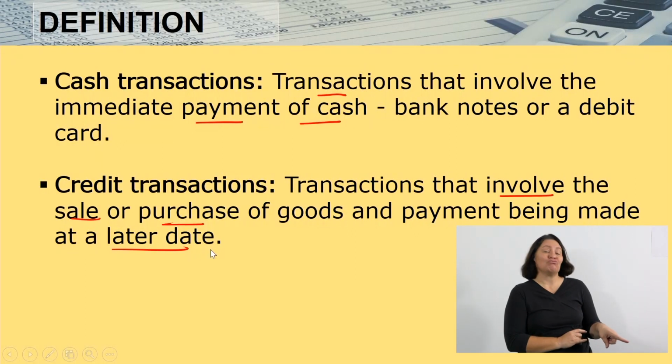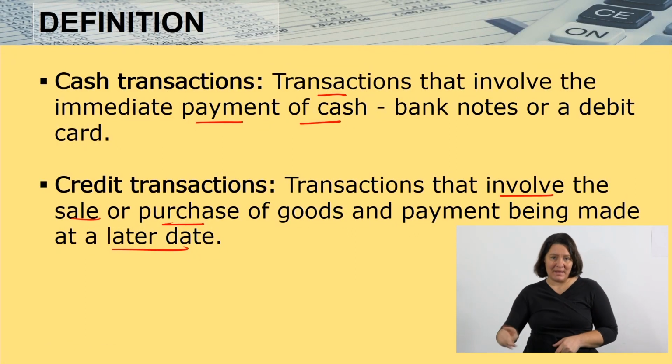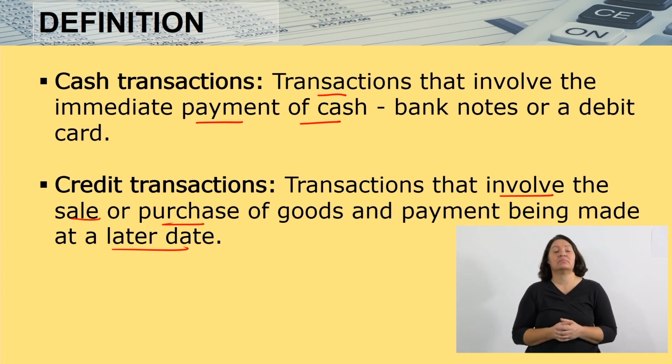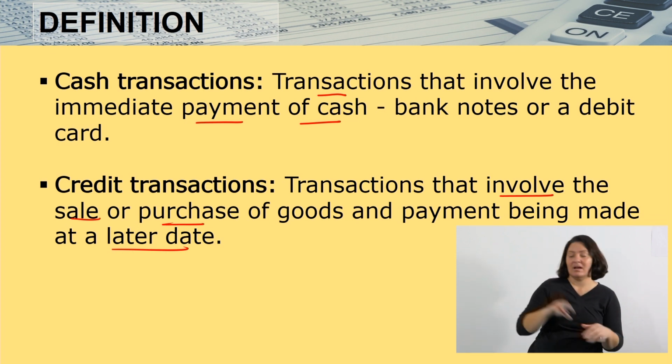Once you understand the difference between cash transactions and your credit transactions, it then becomes easy for you to know, do you record it in the CRJ, the CPJ, or do you record it in the other credit journals?